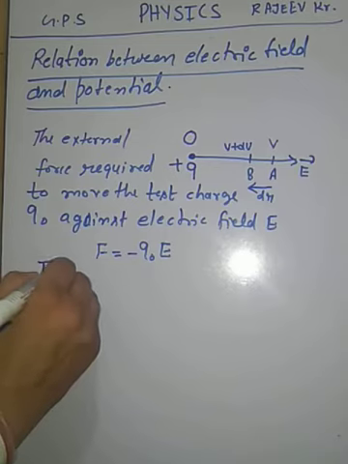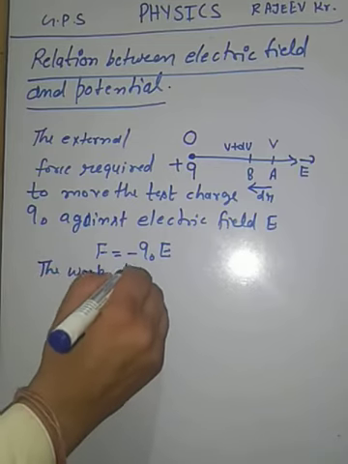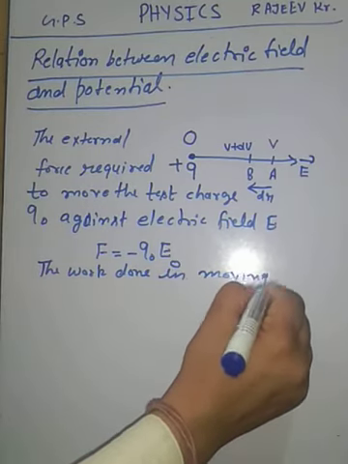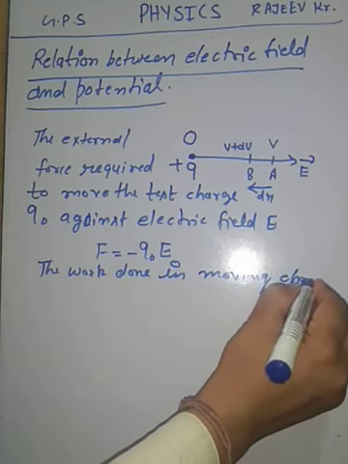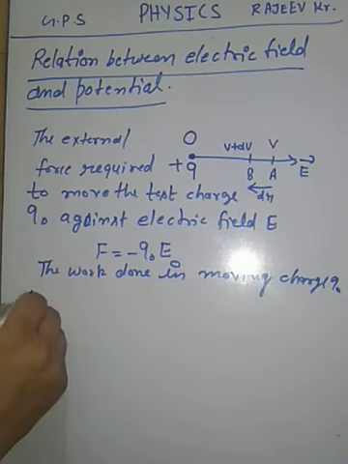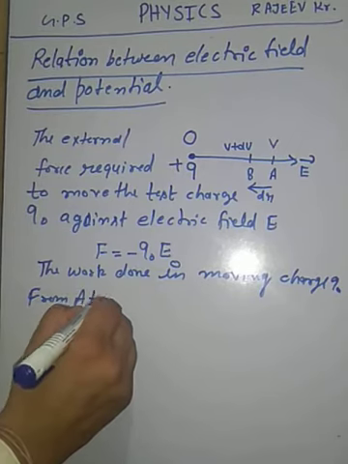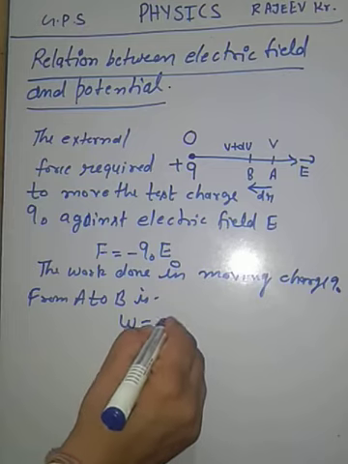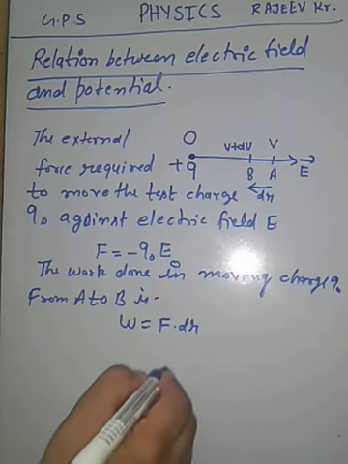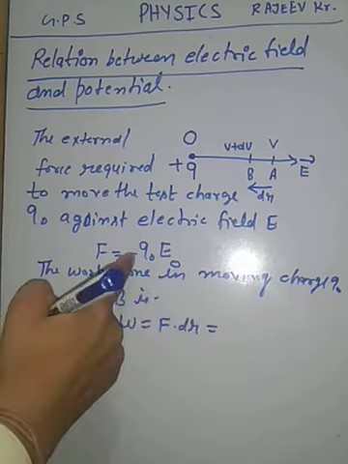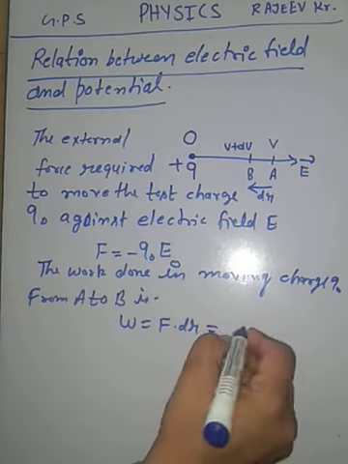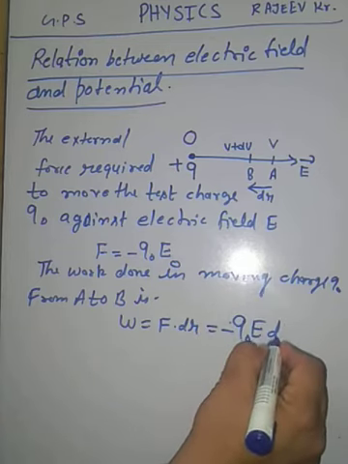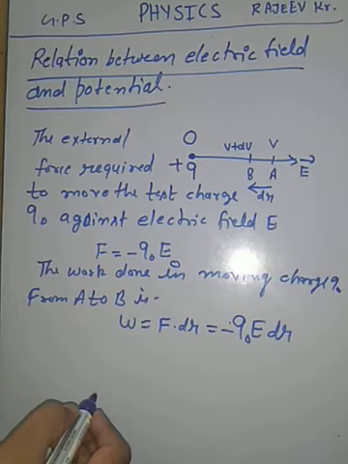Now, the work done in moving charge Q naught from A to B is W equal to force into displacement, F into dr. The value of F is minus Q naught E. It will be minus Q naught E into dr.